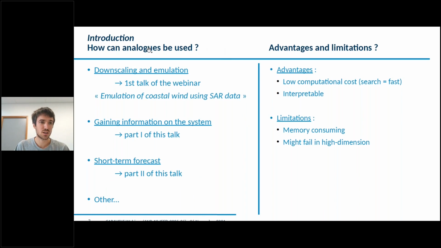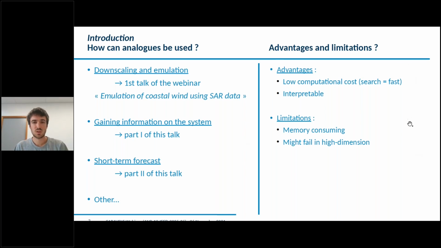So how can analogues be used? Well, there are many possible ways to use them. One is downscaling and emulation, and you've seen an example in the previous talk by Romain Husson. Another way is to try to gain information on the system, and we'll see that in the first part. And another one is short-term forecast, which we'll introduce in the second part. And there are many other applications, but we can talk about it later if you want.